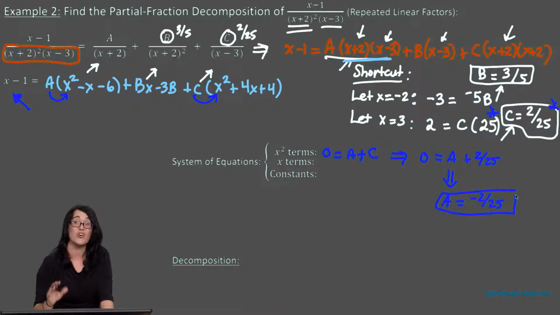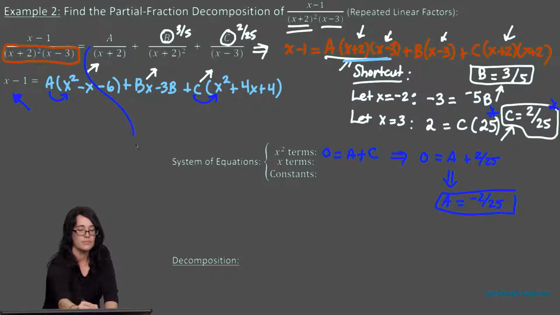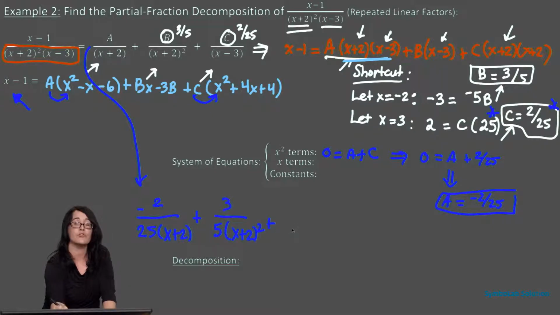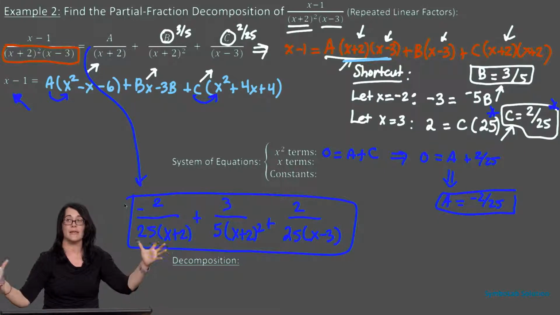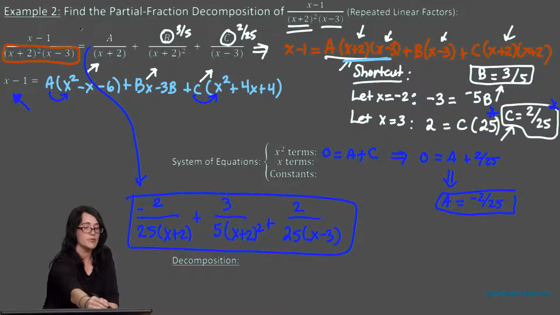So it turns out I could stop here if I just used the shortcut to find b and c and then set up the first equation of my system by comparing the x squared terms. I now found a. So it turns out that the answer here should look like a is negative 2/25, so negative 2 over 25 copies of x plus 2. B was 3/5, so plus 3 over 5 copies of x plus 2 squared. C was 2/25, so plus 2 over 25 copies of x minus 3. And again, you could always check this how? By getting an LCD and putting them back together again and seeing if you come back to where you started.